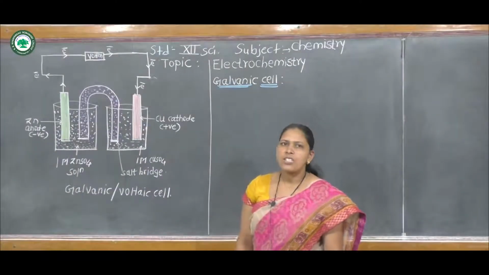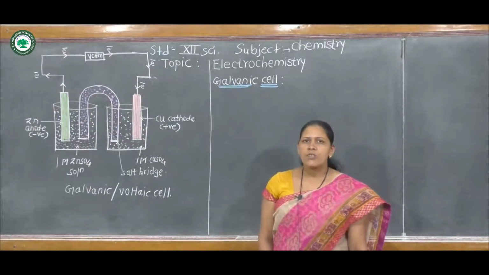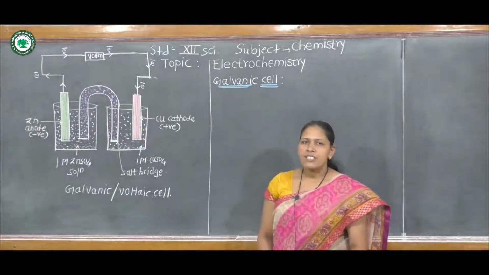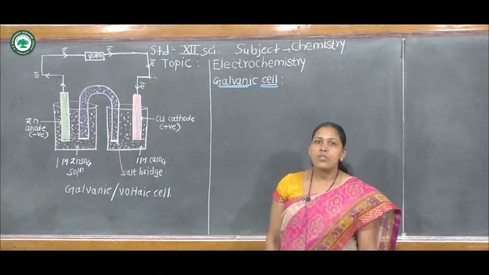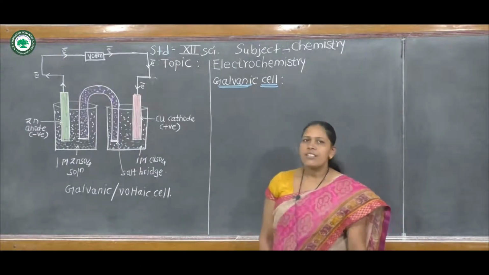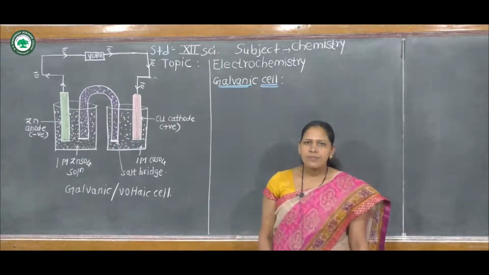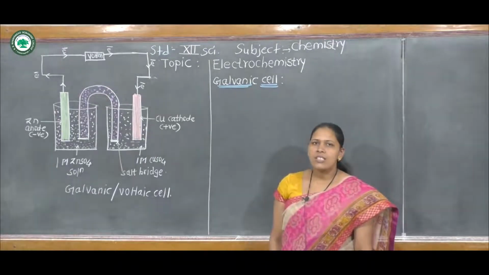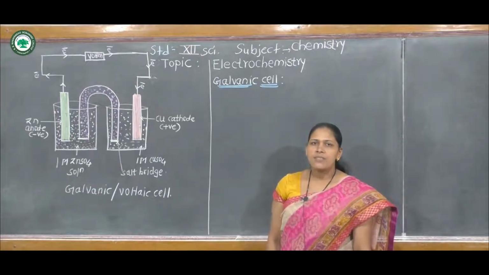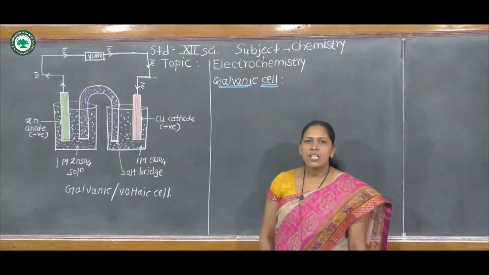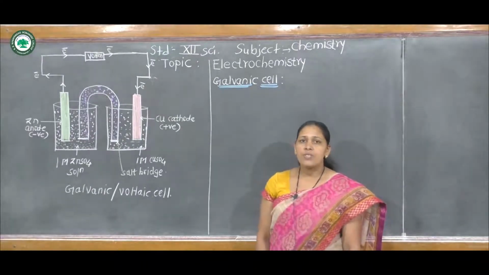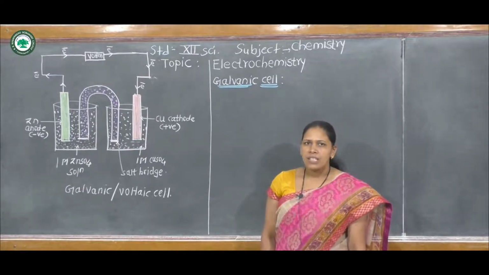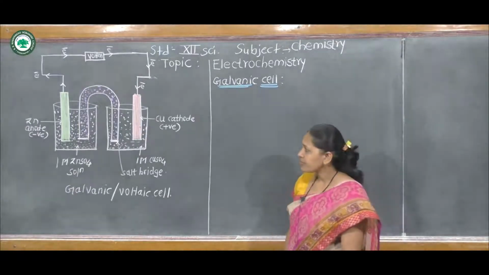Good afternoon, students. In this lecture, we are going to study the galvanic cell, also called the voltaic cell. We know that in a galvanic cell, chemical energy is converted into electrical energy. In a galvanic cell, a spontaneous reaction occurs which produces electricity.